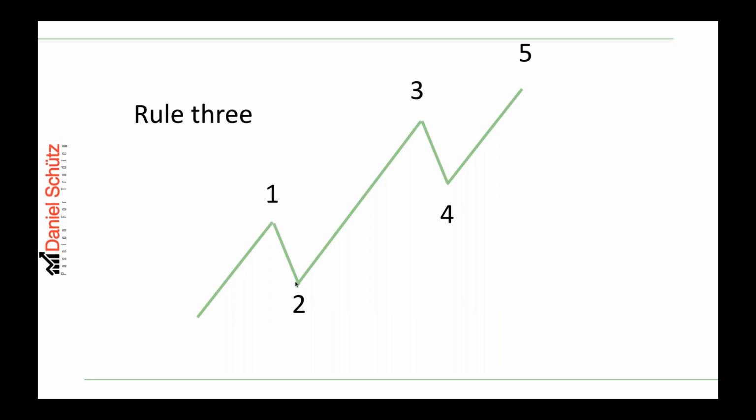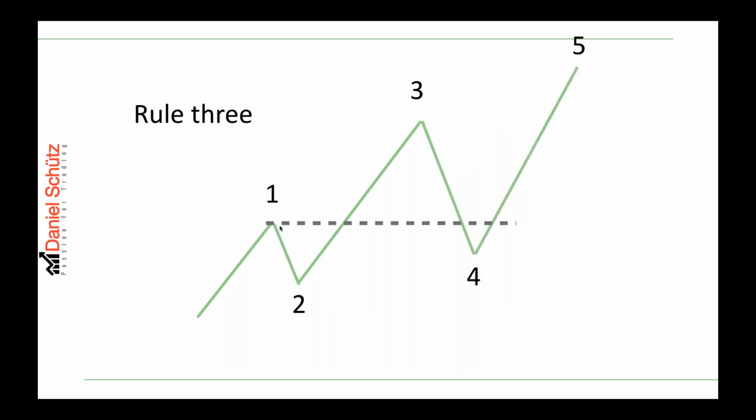And then we come to rule number 3. Wave 4 cannot overlap wave 1. So we have the impulse wave 1, the correction wave 2, the impulse wave 3, and the correction wave 4. And wave number 4 cannot overlap with wave number 1. So if we see a picture like that, that wave 4 is going below the high of wave number 1, then we do know we have no valid Elliott wave count.